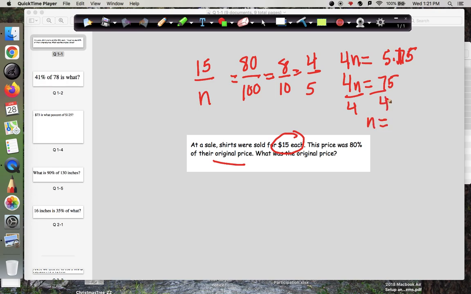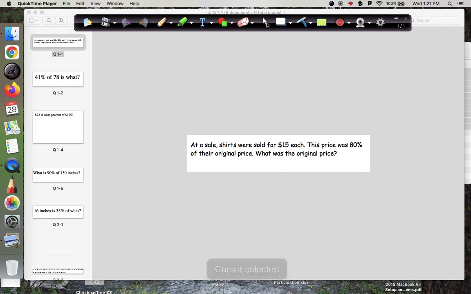If you have a calculator ready to go, then that would be a good thing. That's what I'm going to be using here. And I'm going to do 75 divided by 4, and I get $18.75. Let's see if that makes sense. The original price was $18.75. And then if we multiplied that times 0.8, we should get 15. Okay, $18.75 was the original price. Okay, that's problem number 1.